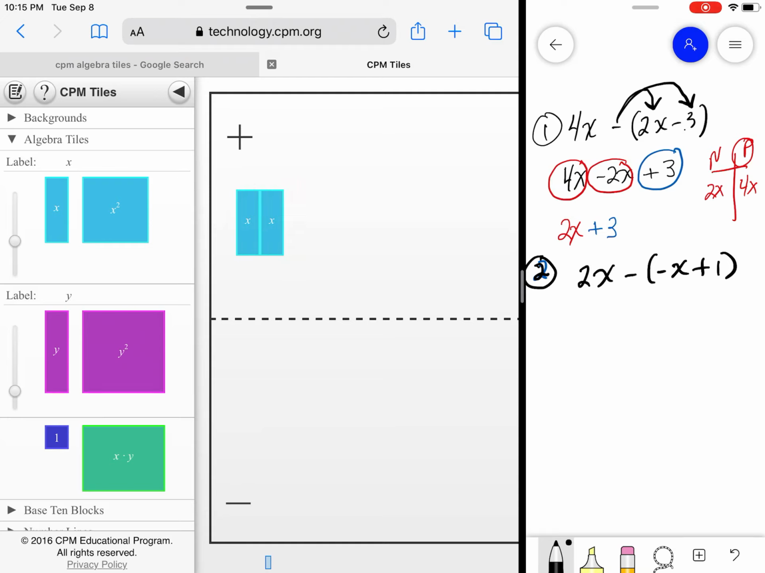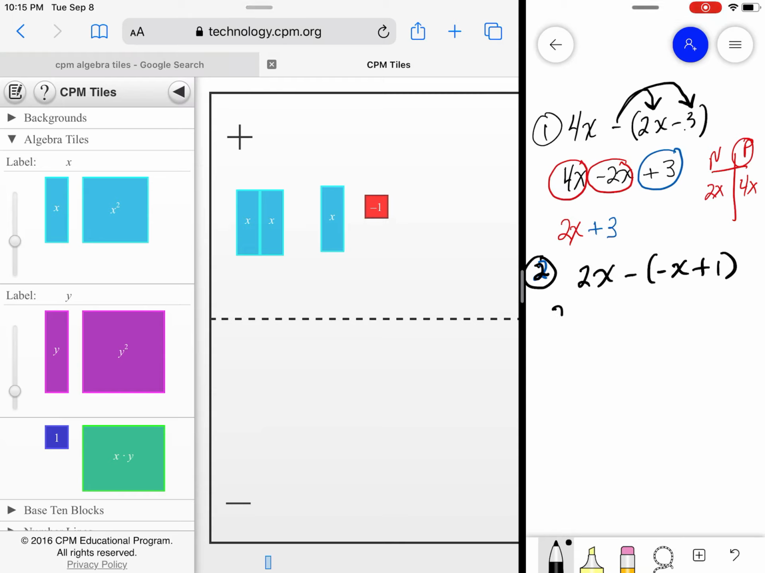So this negative out in front of the parentheses means that everything in the parentheses will go into the negative zone. So we're putting a negative x in the negative zone, and we're putting a positive 1 in the negative zone. Well, we know anything in the negative zone needs to be flipped up. So flip it and move it up. Flip it and move it up.